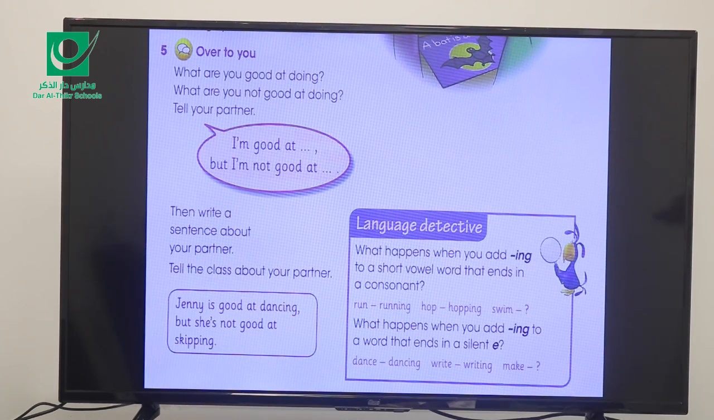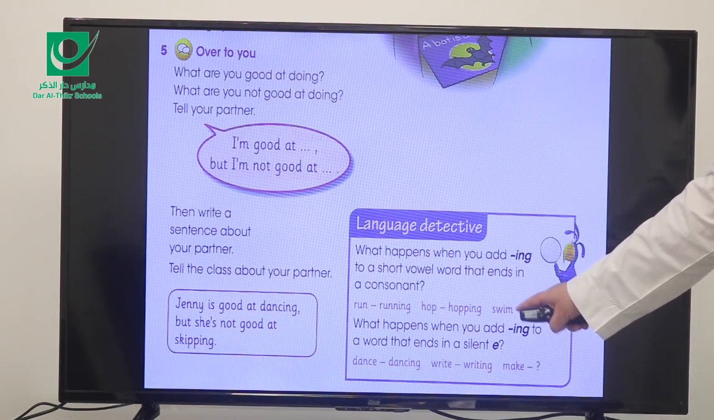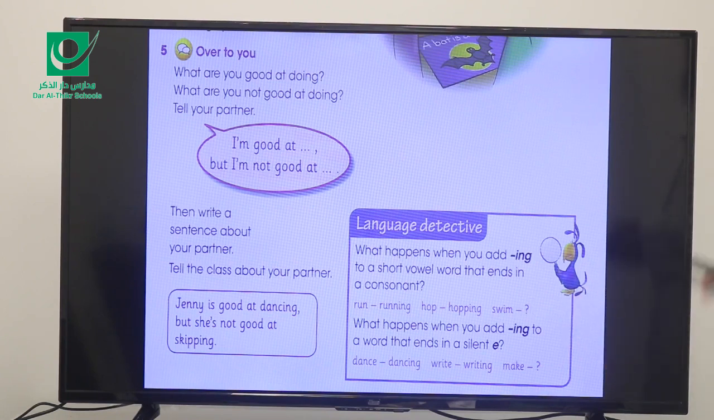Hop, the same. Hop is a short vowel and the word ends in a consonant. So we put hopping, double P. Swim, swimming. Students, you need to write here, swimming, double M, ing.